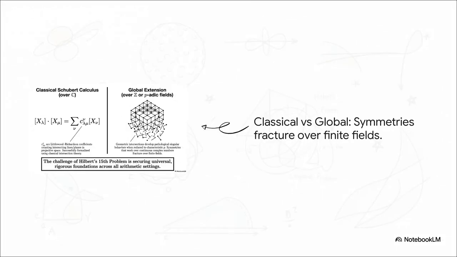And this contrast perfectly illustrates our core issue. Think about classical Schubert calculus over complex numbers. Geometric intersections are incredibly smooth and continuous, right? But the second we extend this globally and reduce those intersections to discrete, p-adic, or finite fields, the geometry literally fractures. The symmetries break down entirely, and you start getting these pathological singular behaviors. So our fundamental challenge is figuring out a foundation that actually survives this fracture.